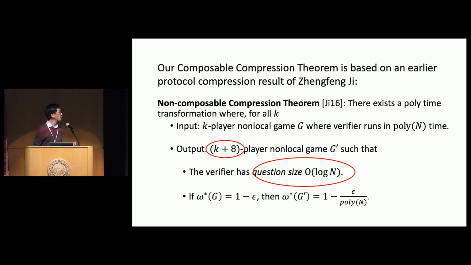Another big difference is that the game that's output has more players. So if you started with k players, it gives you a new game with k plus 8. Okay. And even if you didn't have this first problem of the verifier not shrinking in terms of time complexity, if you tried to iterate this too many times, the number of players would blow up.